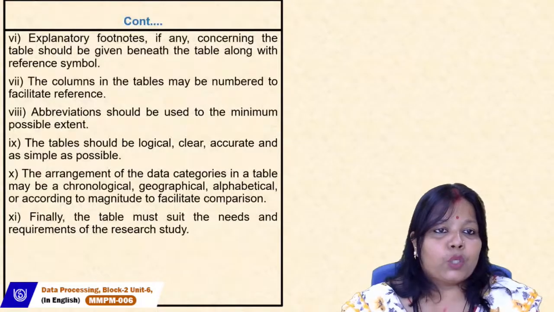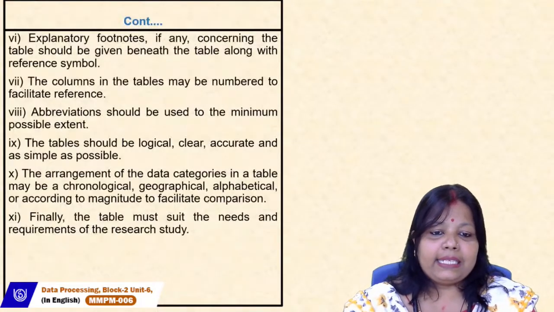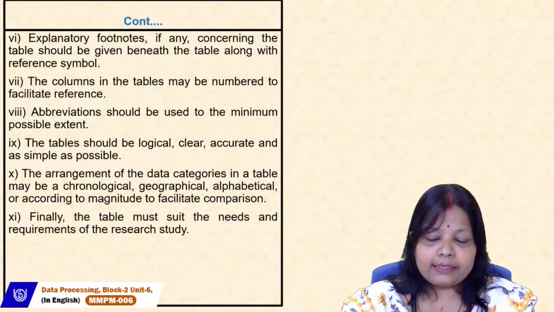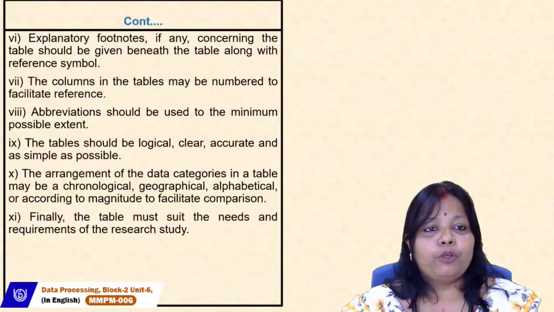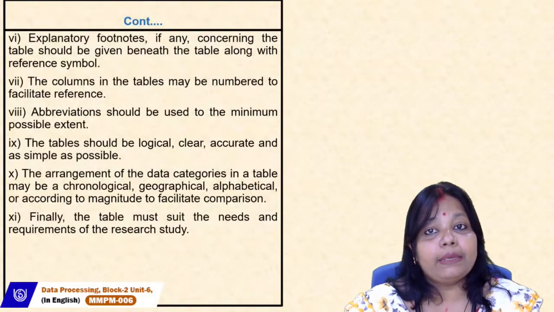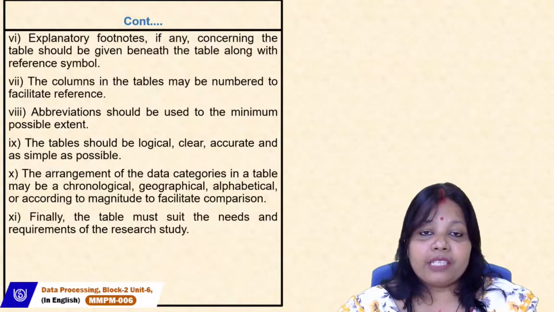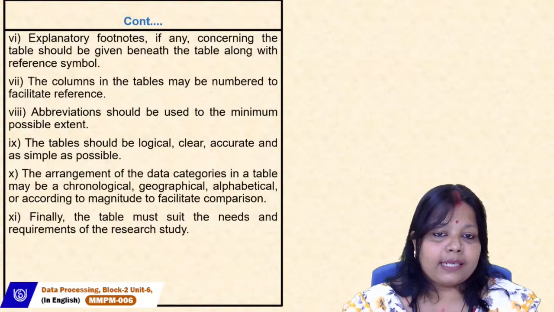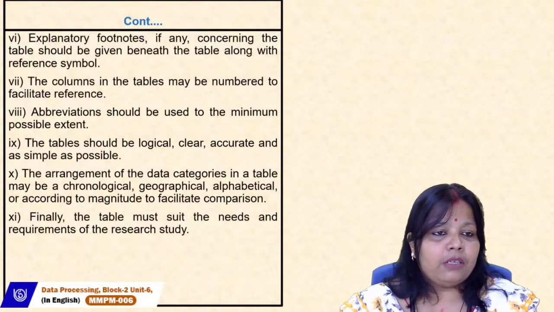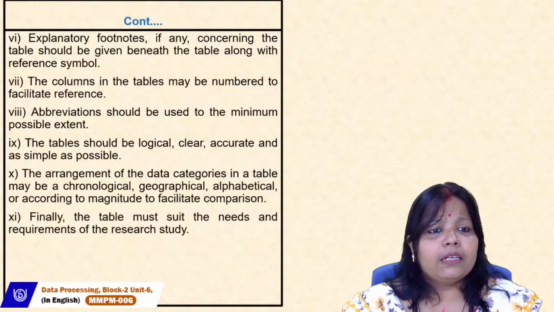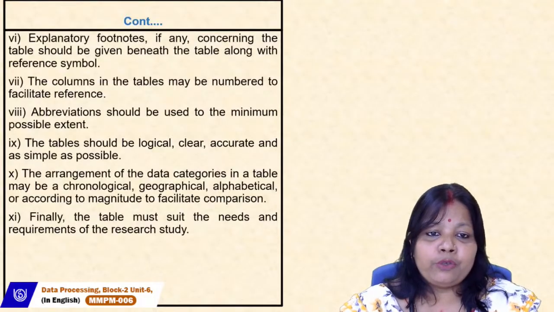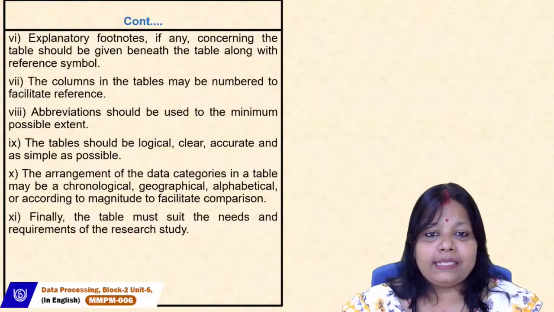Footnotes come at the end of the table. When the table is complete, like the title, at the end of the table we have to mention the footnotes, whether I have collected that table from any source or any reference is there. I need to write that at the end of the table, in the footnote. Then the columns in the tables may be numbered to facilitate reference, and abbreviations should be used to the minimum possible extent.